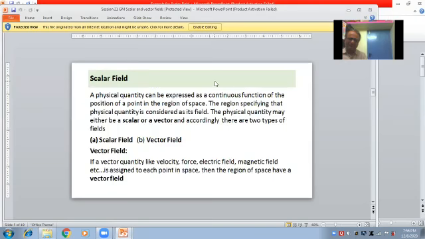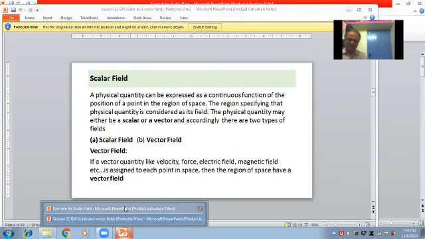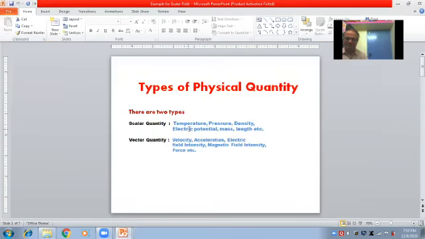Next, first we are going to study what a scalar field is. Before going to the scalar field, first we will learn what scalar and vector quantities are. There are two types of physical quantities in physics. One is called the scalar quantity, the other is called the vector quantity. A scalar quantity has only magnitude but no direction. Examples of such quantities are temperature, pressure, density, electrical potential, mass, length, etc.